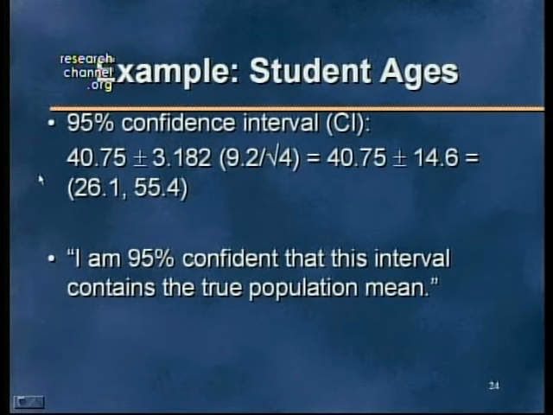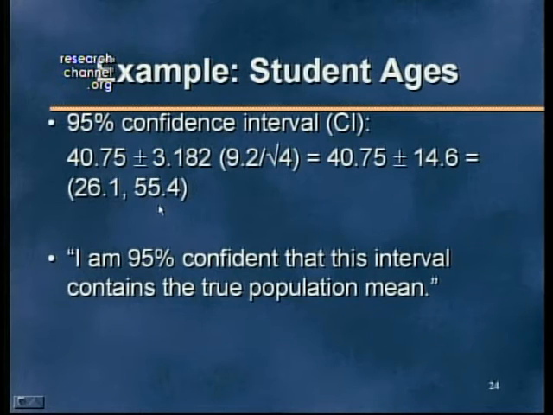You can conclude that this is a range of values from 26 up to 55 years of age that are consistent with the truth. We don't know where the true mean falls. Well, we actually do because we said this was a population of size 10. But what we can say based on our data is that I'm 95% confident that this interval that ranges from 26 to 55 years contains the true population mean.